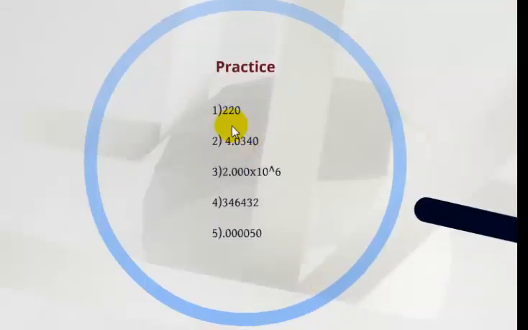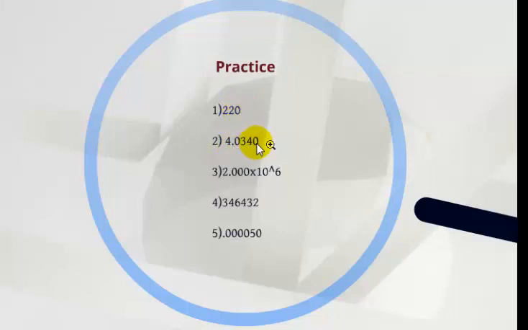All right, so let's practice here. I give you the answers on the next slide, but we're going to talk about the answers here. This has 2 sig figs. This is a trailing 0, no decimal, so it does not count. It's a placeholder.